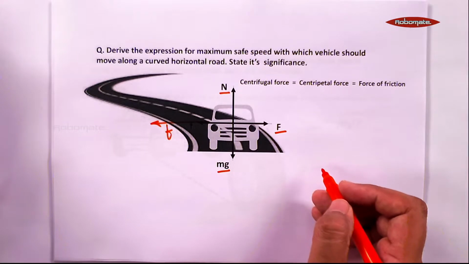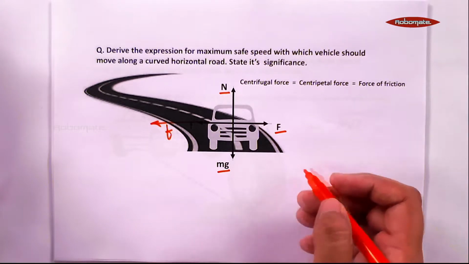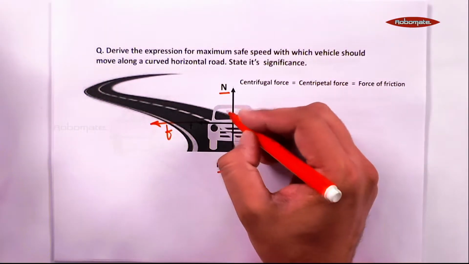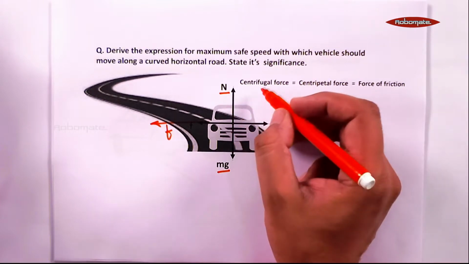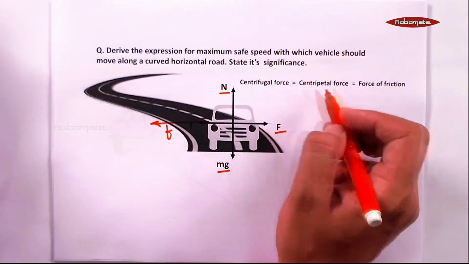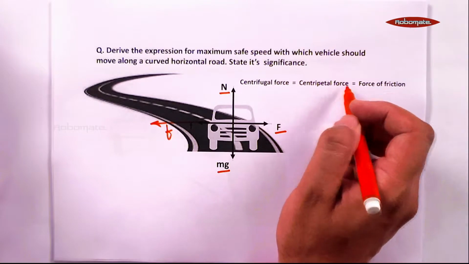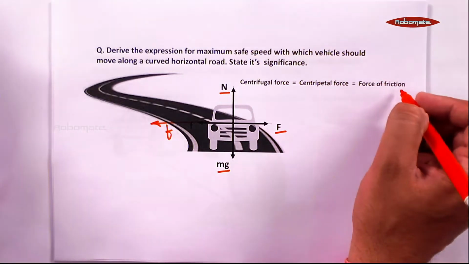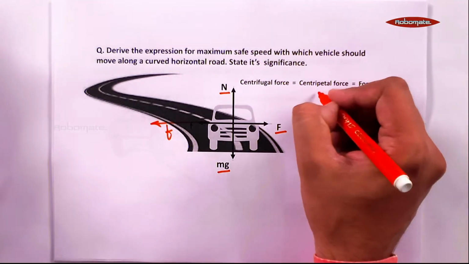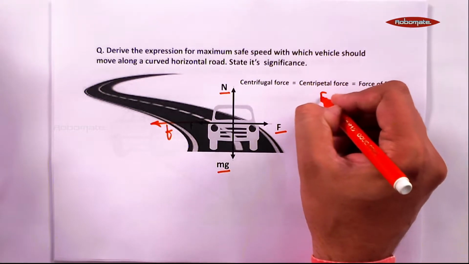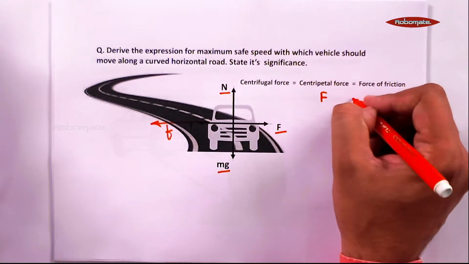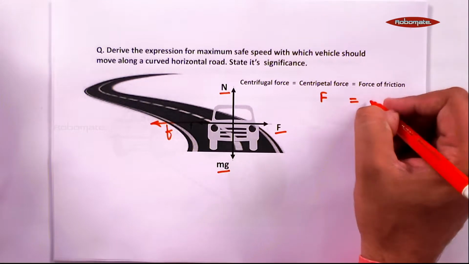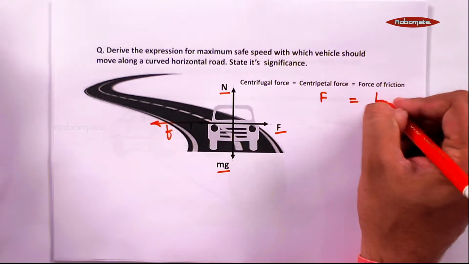Okay. Now, how do I start with the condition? I can start this way. Since the car is in dynamic equilibrium, the outward and the inward forces are balanced. The centrifugal force is equal to the centripetal force, and the centripetal force over here is the real force of friction. So, I can say the centripetal force F, or the centrifugal force, is equal to the frictional force. I'll call it small f.